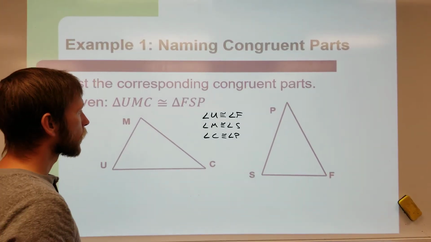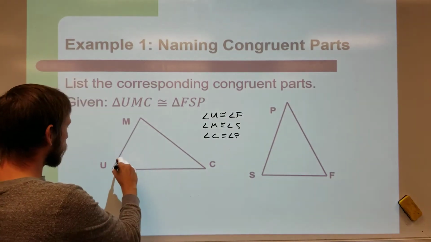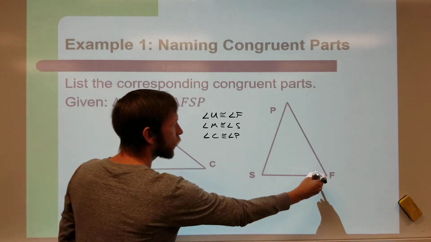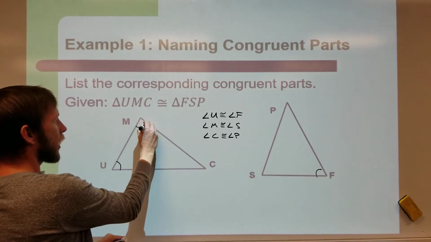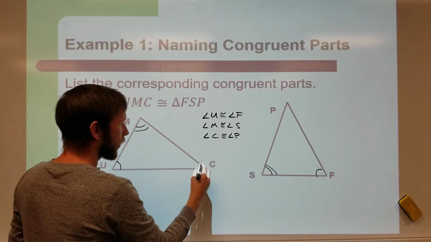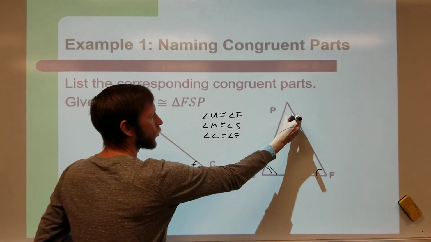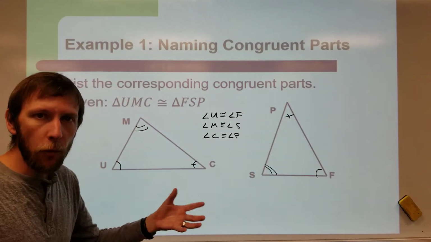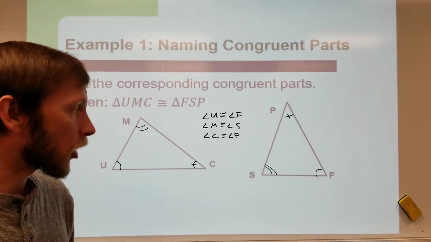as it corresponds in the order in which the points are given to us. So this gives us a little bit of guidance to say U goes with F, M goes with S, and then C goes with P. That will also help us identify which sides are congruent.